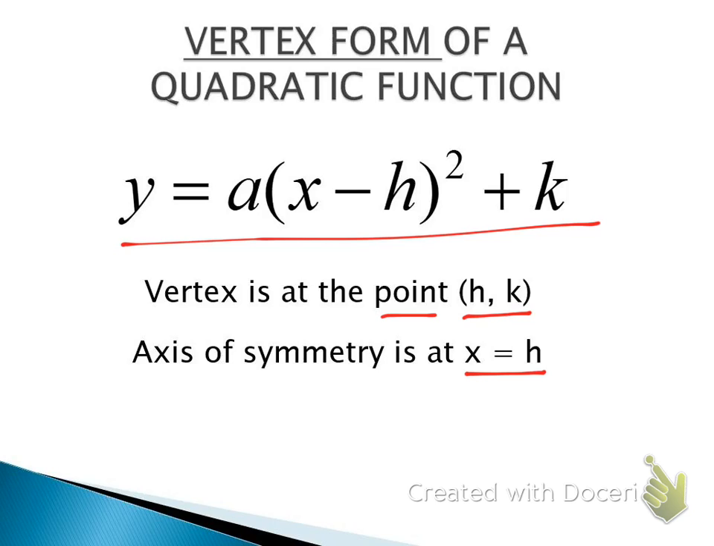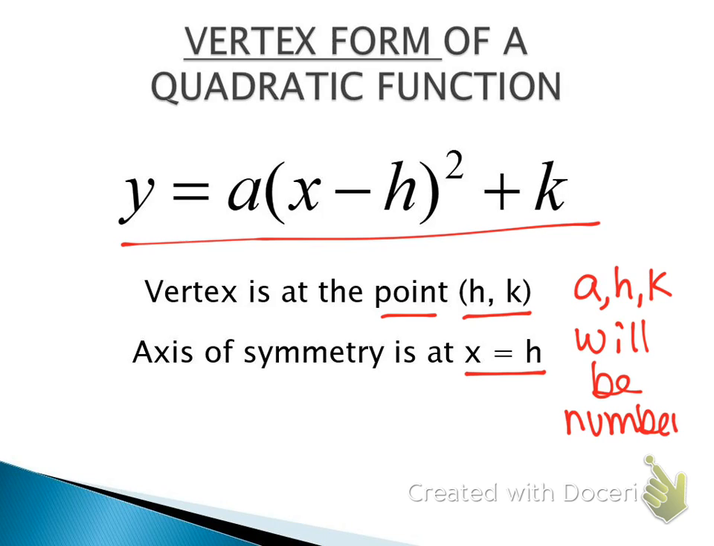So normally when we write this, a, h, and k will be numbers. X and y will stay x and y, but a, h, and k will be numbers. Kind of like when we had ax squared plus bx plus c, and a, b, and c were numbers. It's the same kind of thing here.